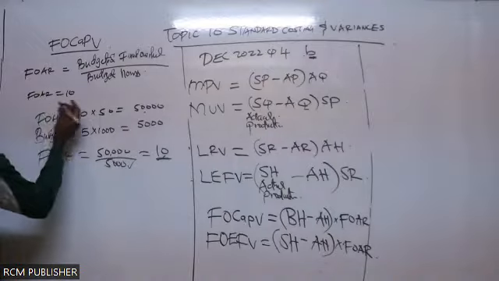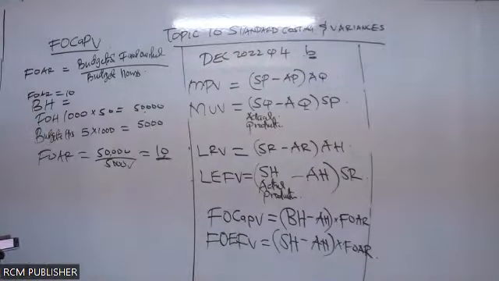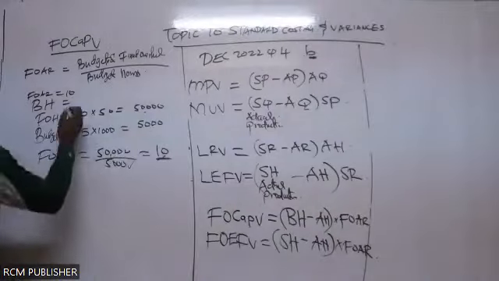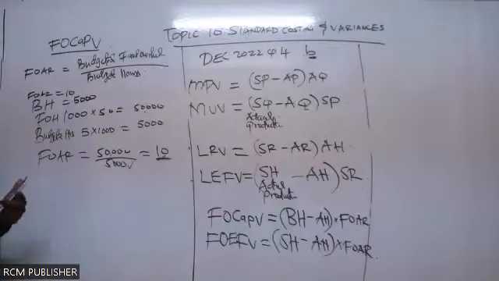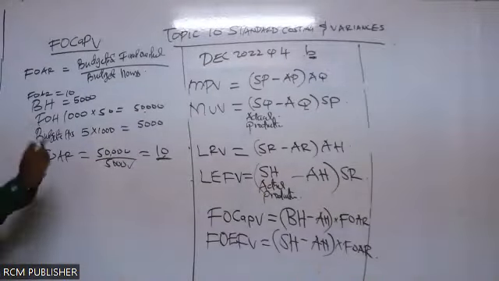Are we able to get budgeted hours? We've just calculated our budgeted hours here as 5,000. That's our budgeted hours. Even if the examiner did not mention it, we are able to see it there by ourselves. We are able to calculate it.